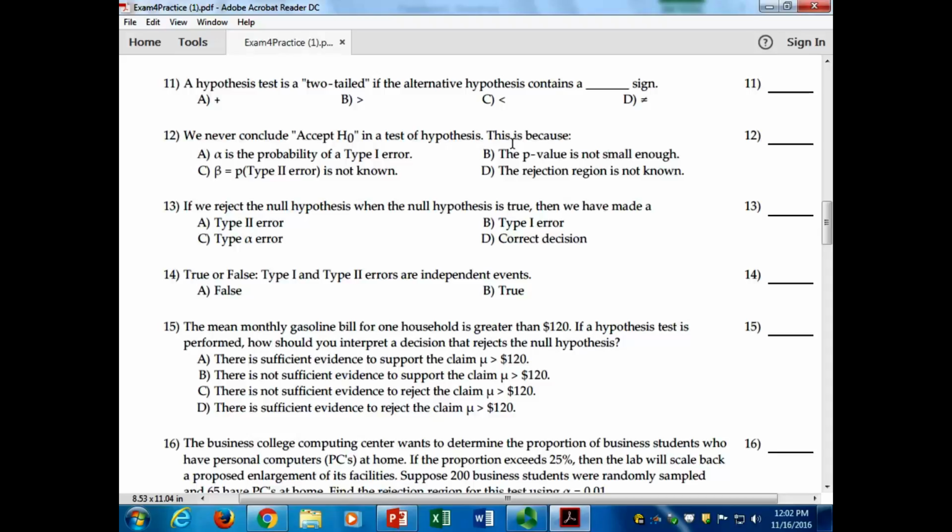Remember, our alpha level fixes our type 1 error rate, but technically we don't actually know our type 2 error rate, which changes based on our sample size. And so since we don't know the type 2 error rate, that's why we don't conclude an acceptance of the null hypothesis. We just say that we couldn't reject it, and this is the reason right there. It's because that type 2 error rate isn't actually known.